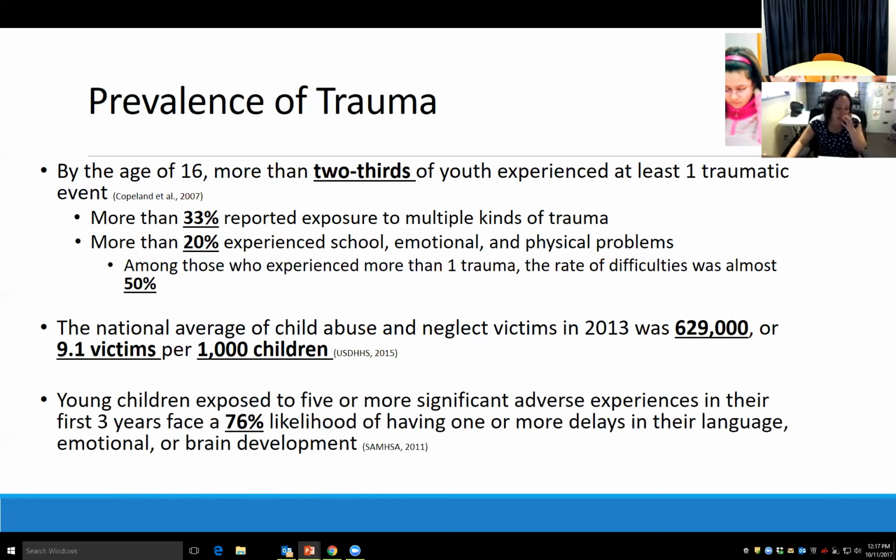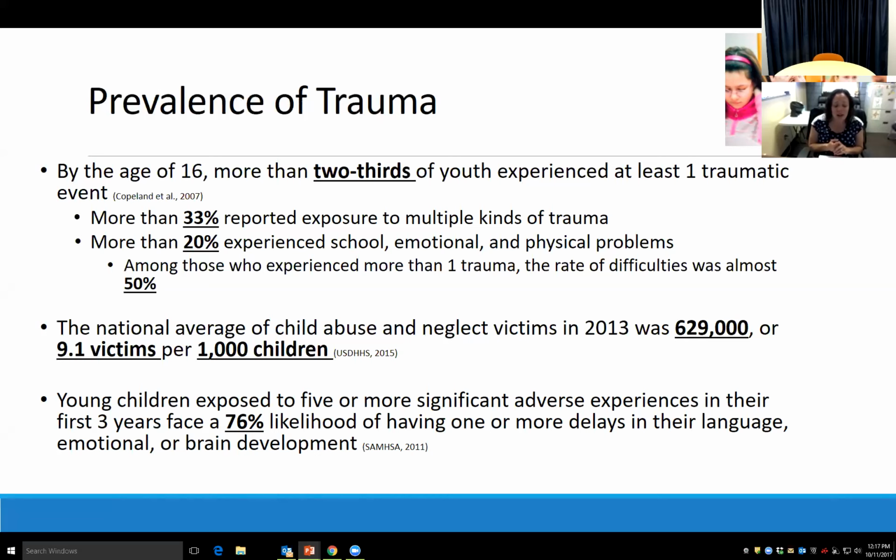And this last stat on the slide always kind of gets to me. So young children exposed to 5 or more significant adverse experiences in their first 3 years, so between the ages of 0 to 3, face a 76% likelihood of having 1 or more delays in their language, emotional, or brain development. So that example I gave before of the child who's, let's say, born drug exposed, their parent can inconsistently attend to them due to their substance use, they're not getting their basic needs met consistently, they're exposed to domestic violence, and let's say they experience abuse at age 3, they're at a 76% likelihood of having delays.